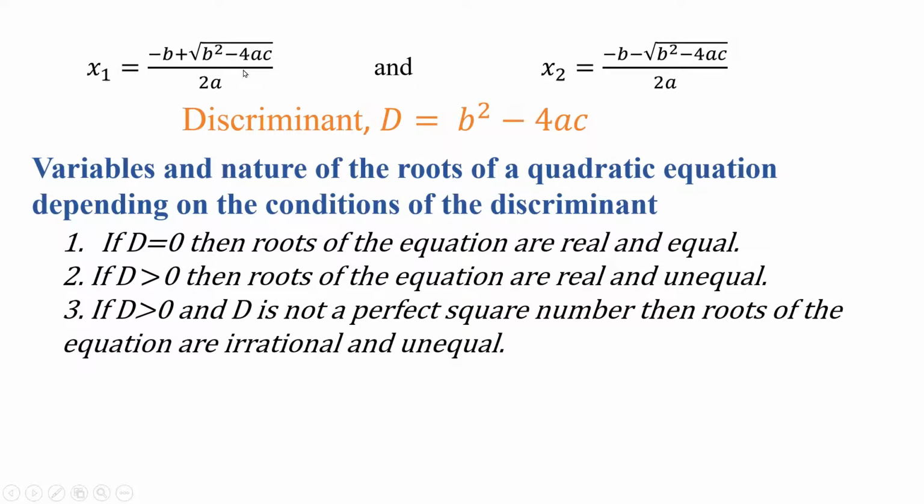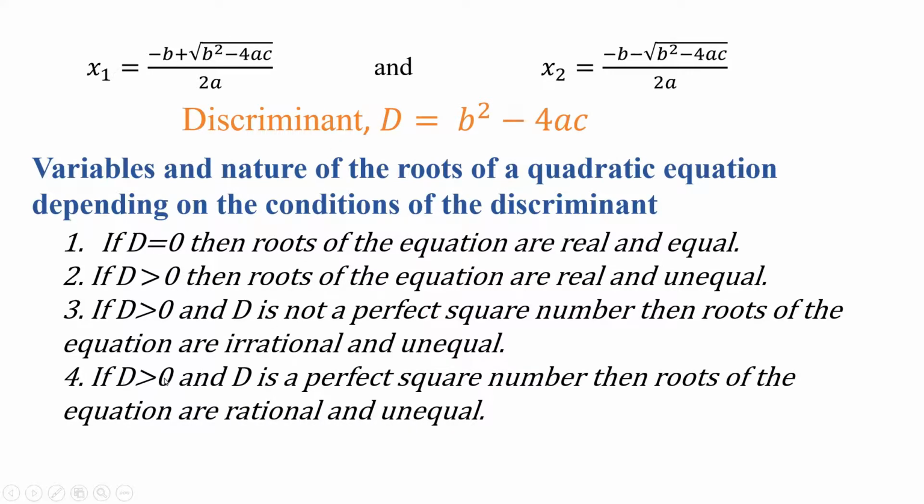If D is greater than 0 and D is not a perfect square number. Non-perfect square numbers are 2, 3, 5, 6, 7, etc. And we know the square root of a non-perfect square number is an irrational number. Okay. Therefore, if we add an irrational number to some rational number, then we get an irrational number. Okay. Then the roots of the equation will be irrational. Okay. If D is not a perfect square number and D is greater than 0, then the roots of the equation are unequal and irrational numbers. Okay, clear?